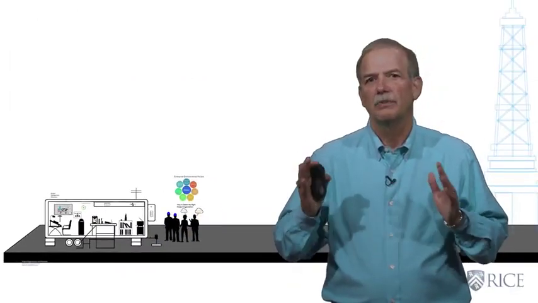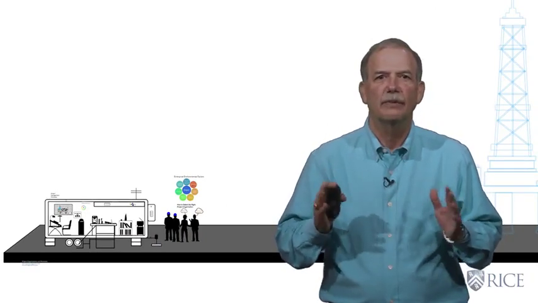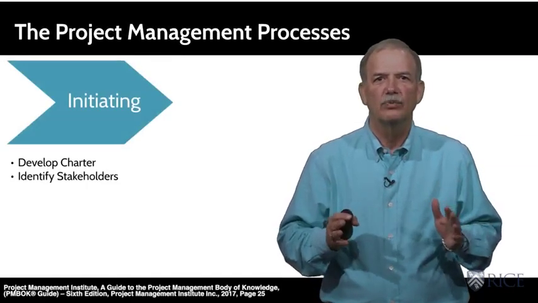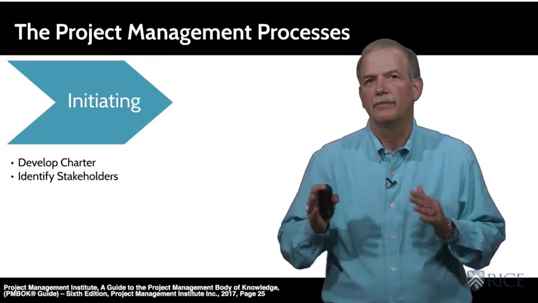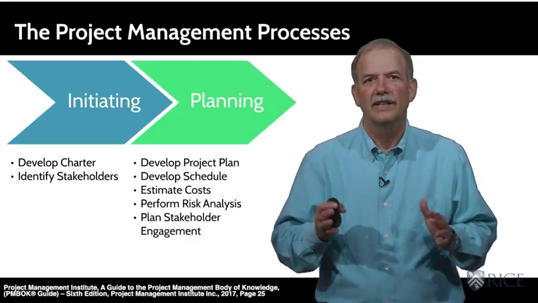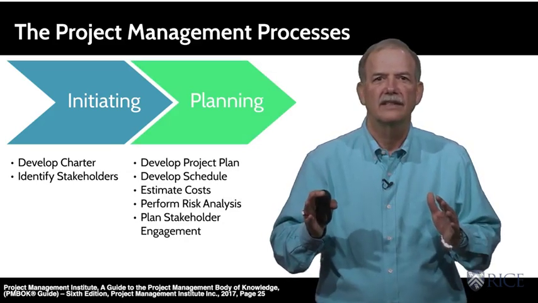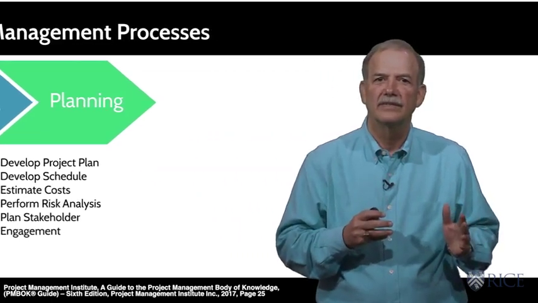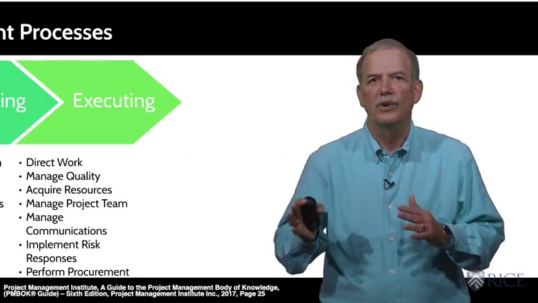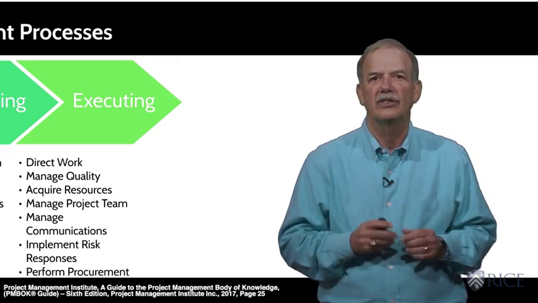These project management processes are also organized into 5 groups based on the status of a project or phase. In the initiating phase, we prepare the project charter and identify the project stakeholders. In the planning phase, we develop our plans and schedule and estimate, and we identify risks. In the executing phase, we perform the work, communicate with our stakeholders, and perform procurement and identify and manage our team.